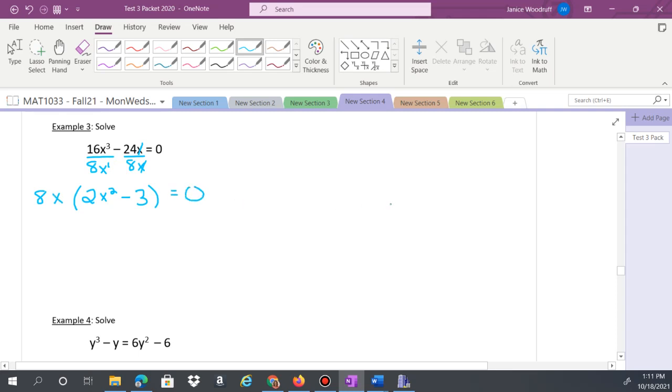I don't know if this example was supposed to have the x cubed in it because we're getting to that, I think, in the next chapter, but that's okay. We can keep doing this.